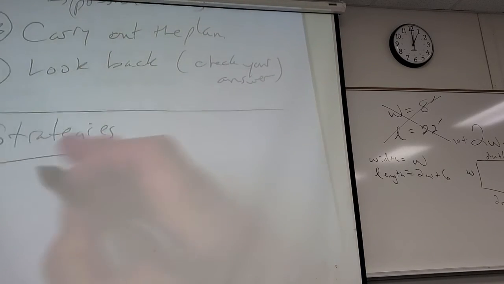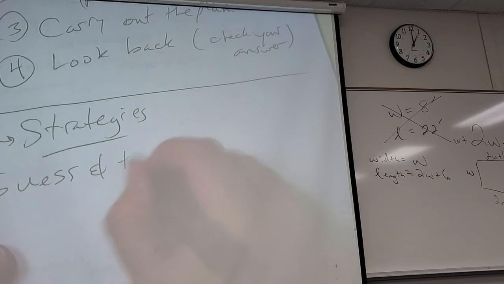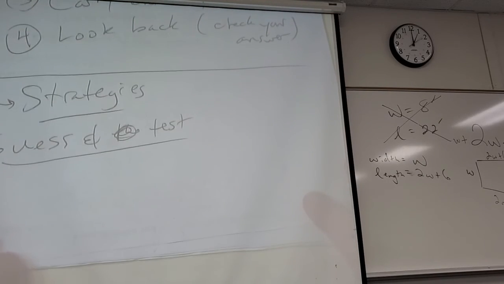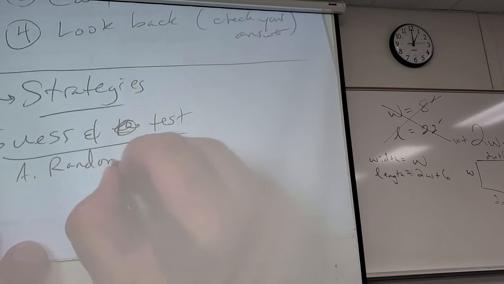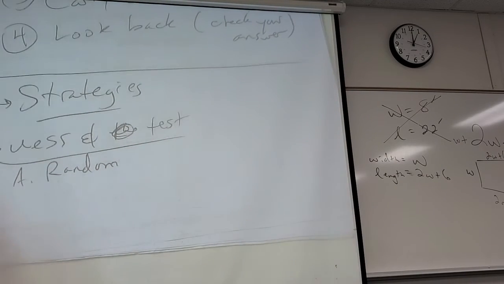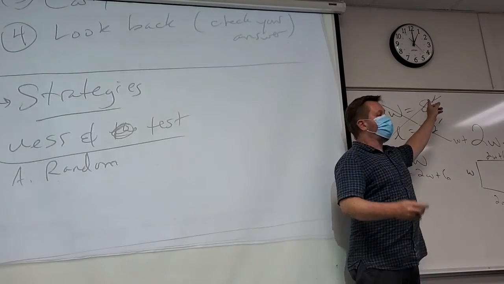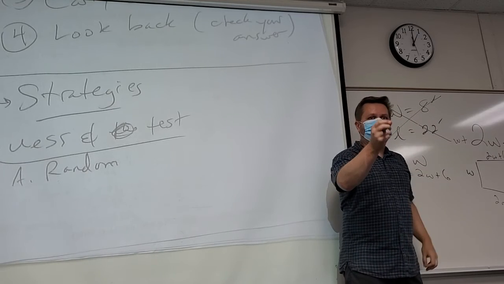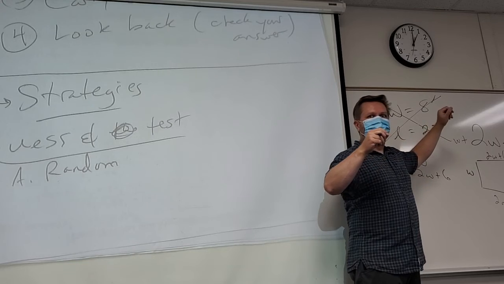I want to talk about guess and test as my first one. I'm always going to try to write check, but I won't. Guess and test. There's something called random guess and check, guess and test. Do you see how this wasn't really random? If we would have kept going, what would we have guessed next? A bigger number, so it's not completely random.